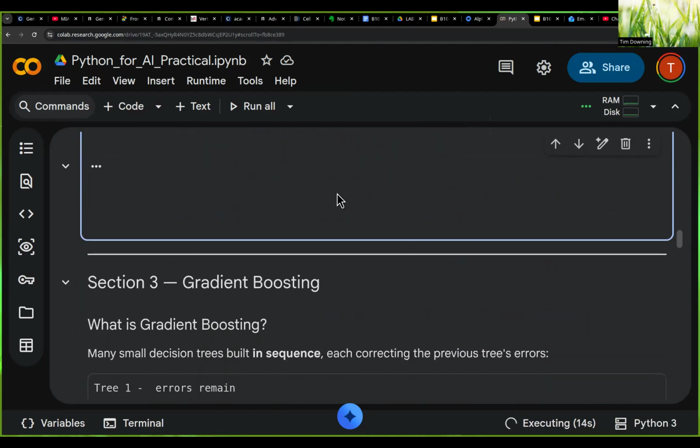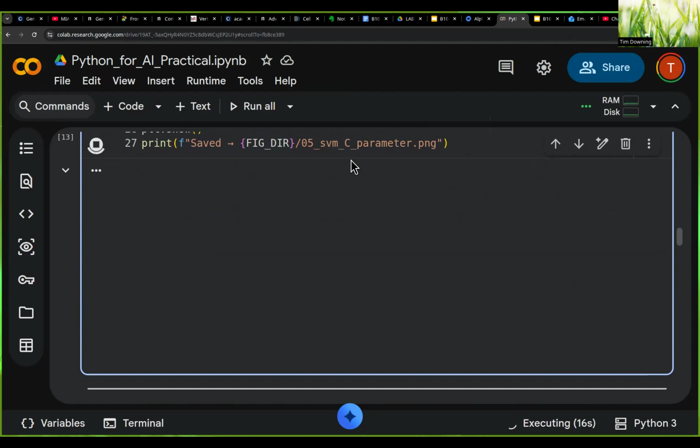So we're just waiting for that to run. That concludes this video on support vector machines. Please see the next video on gradient boosting for more.